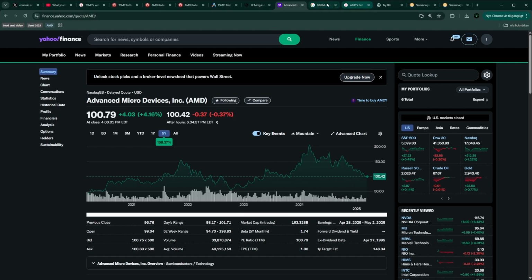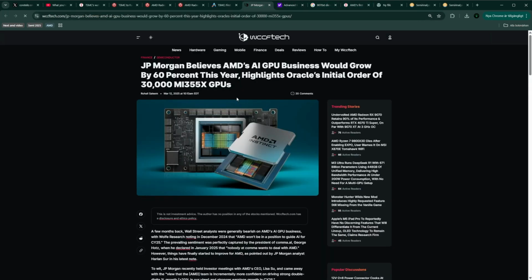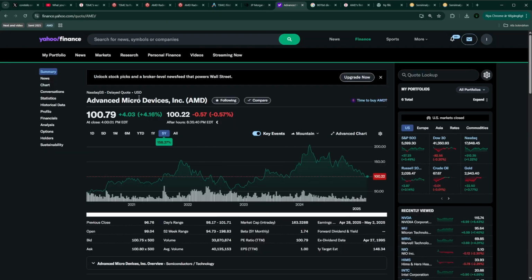Obviously, the AI is more important for sure. Looking at this article from WCCF Tech, JP Morgan believes that AMD's AI GPU business will grow by 60% this year, and they highlight the newly announced Oracle initial orders of 30,000 MI355Xs, which is a multi-billion dollar deal between AMD and Oracle. Interestingly, remember that Oracle at the same time mentioned around 60,000 NVIDIA GPUs, which means that it's a 2-to-1 ratio between NVIDIA and AMD, at least at Oracle for the current state, according to the latest earnings. So if this is true for all the other companies as well, AMD would have a market share much higher than I think anyone expects. So I think a lot of stuff is going to start to turn bullish. Maybe we saw the first sign of that today with the stock going up 4%.